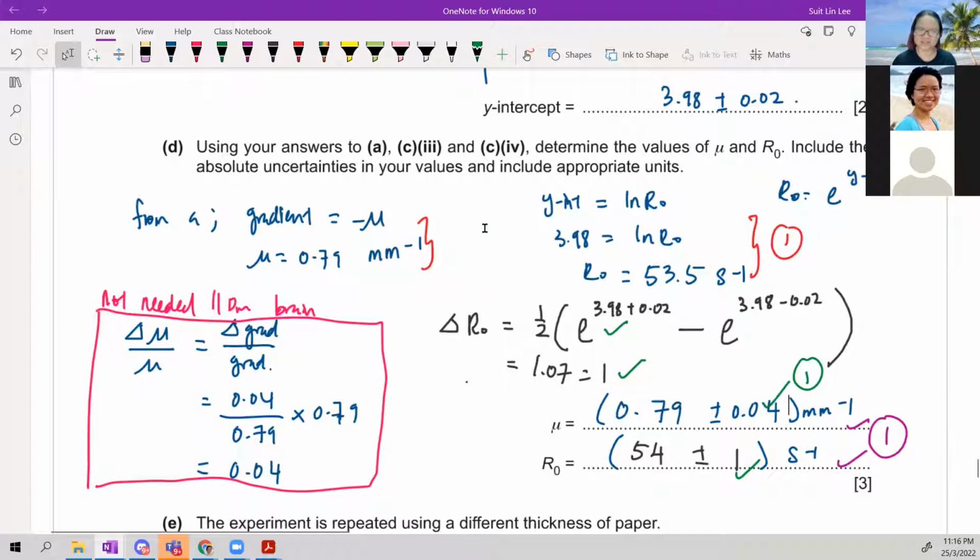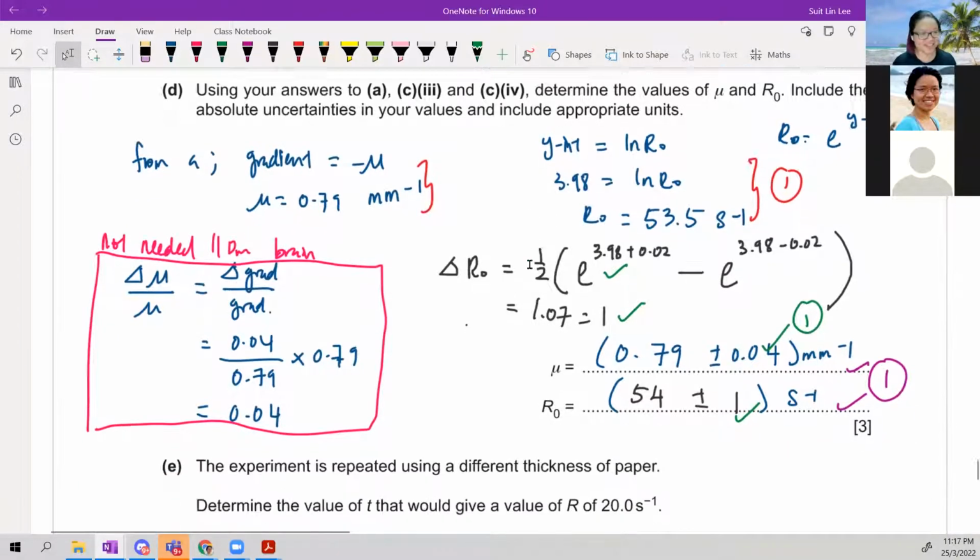Which means some people can get 0 or 1 because they do it right for one, but they make a mistake for the other one. So if whatever you get correct is just one side, like you did everything right for the gradient, but everything wrong for the y-intercept, then it's just RIP, okay?